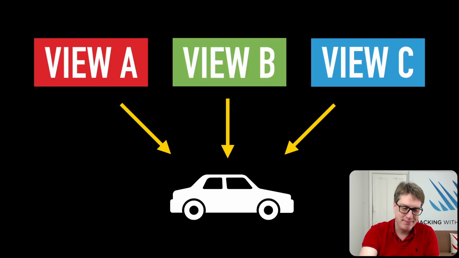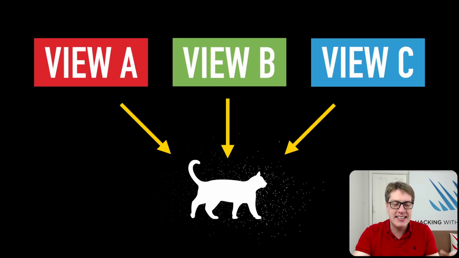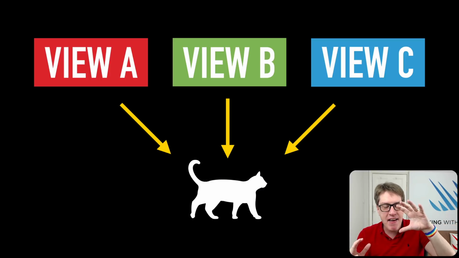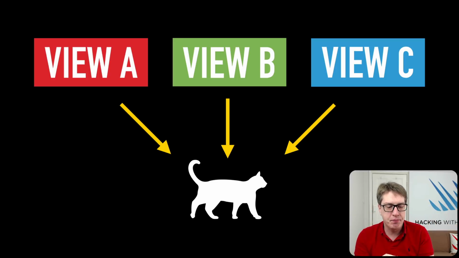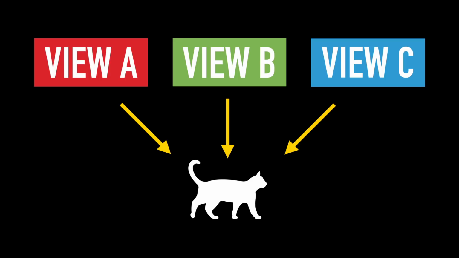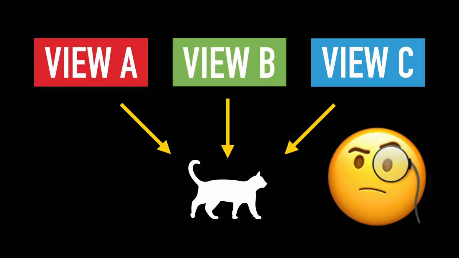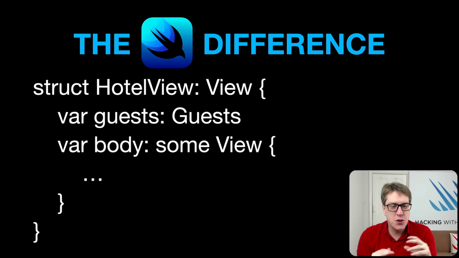Hooray. Yes, this means multiple views can now change the same data. It's not a car, it's a cat. And if any one view changes that, all the other views get the new value. So why? Why is that better? Well, the SwiftUI difference is this. SwiftUI keeps them in sync for us.